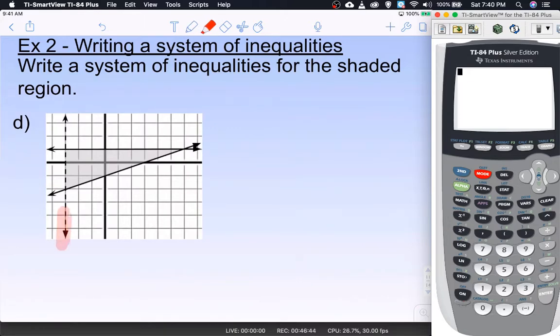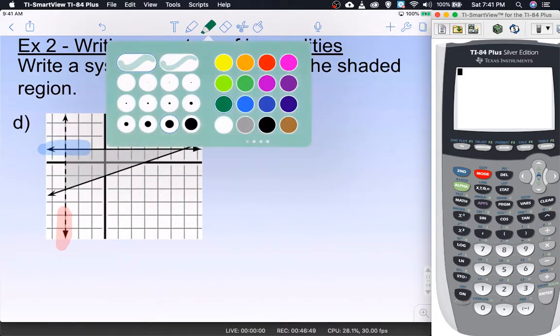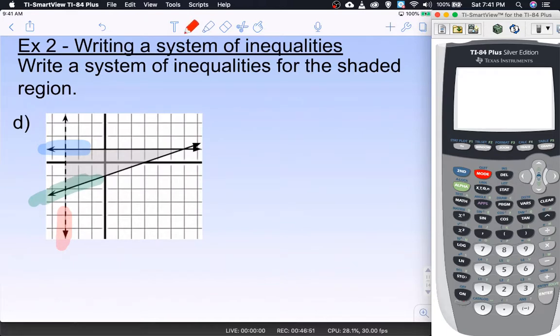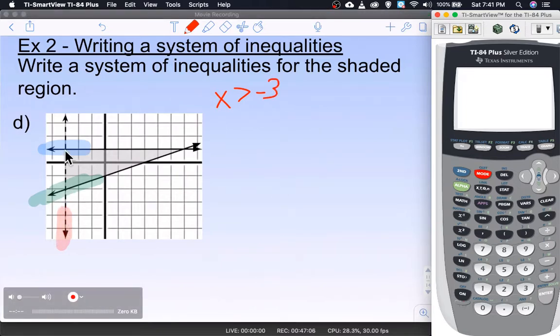All right, so we've got a red line here, a blue line here, and a green line there. So let's do red first. The red line is the inequality x is greater than -3. It's a vertical line, x equals -3. I know it's greater than because I'm shading to the right of it, and it's a dotted line.